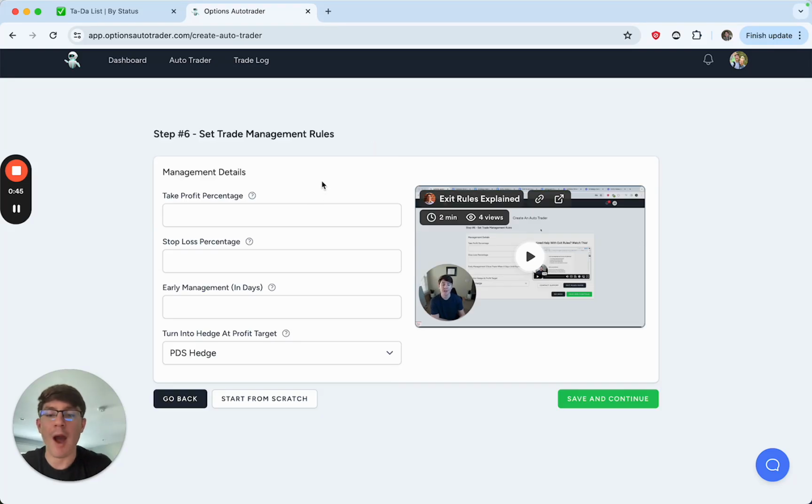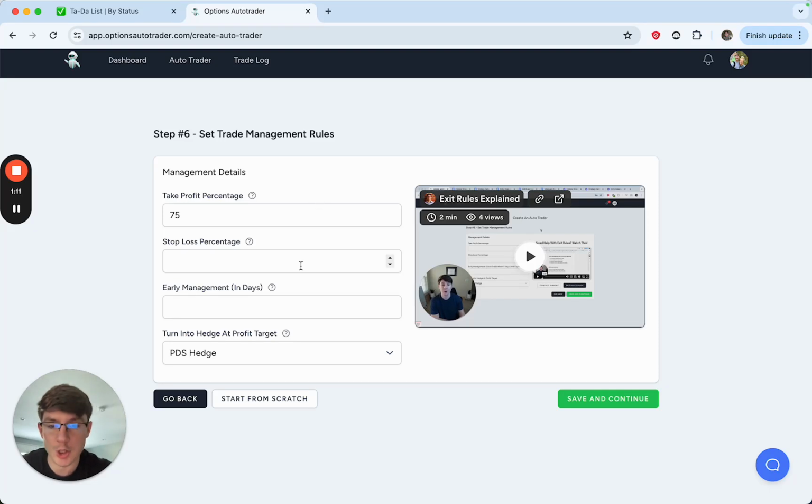Now, take profit percentage. Let's say your max profit on a trade, because you brought in $1,000 in credit, is $1,000 for easy numbers. If we set 75, that means 75%. If we set 75, that means that we will close the trade once the trade reaches a $750 profit, because our max profit is $1,000, so 75% of that is $750.